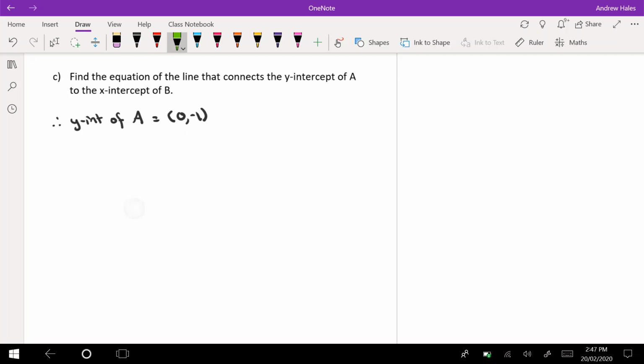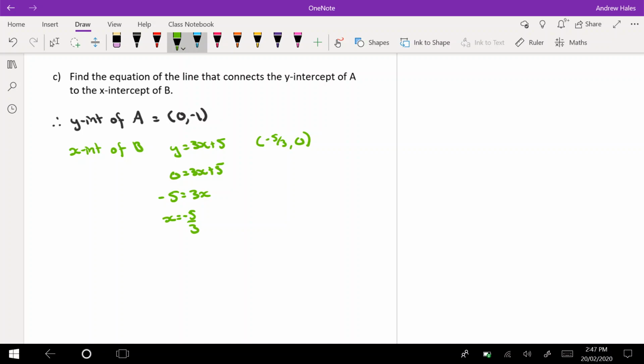The x-intercept of B. To find the x-intercept of B, we need to try and find the values in which y is equal to 0. The x-axis is where y is equal to 0. We need to find that point and then substitute it in. So, if y is equal to 3x plus 5, we need to say that 0 is equal to 3x plus 5. And then we're going to have to solve for x. Negative 5 equals 3x. And so x is equal to negative 5 over 3. So the coordinate of that point is negative 5 over 3, 0.